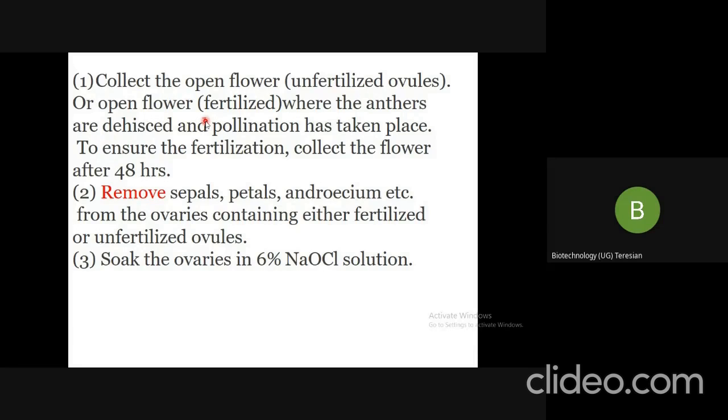So the next step is you remove the sepals, petals, androecium, etc. from the ovaries containing either the fertilized or the unfertilized ovules. Then we soak the ovaries in 6% sodium hypochlorite solution. Then you rinse the ovules 3 to 4 times with distilled water.